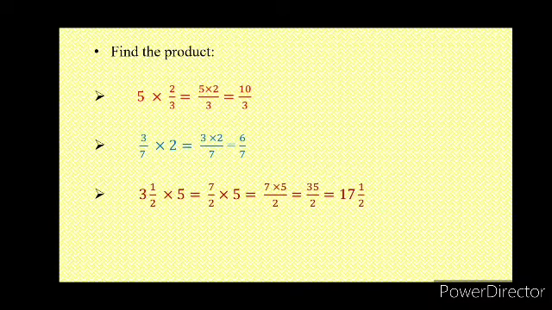Second example, 3 by 7 into 2. So, 2 should be multiplied with the numerator 3. So, it is 3 into 2 divided by 7. The answer is 6 by 7.